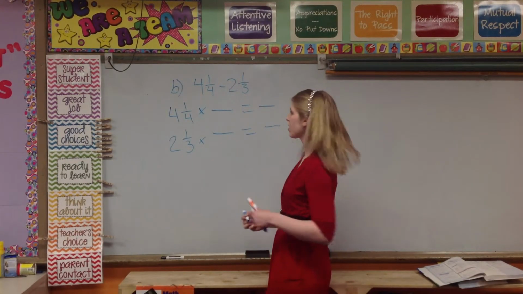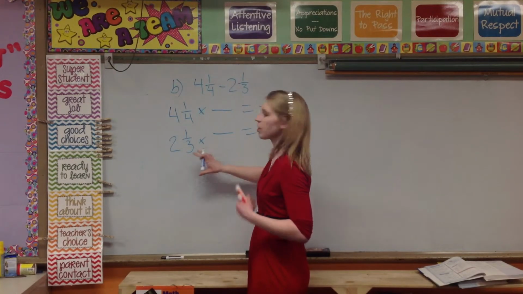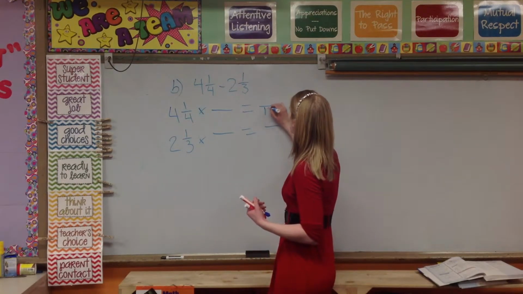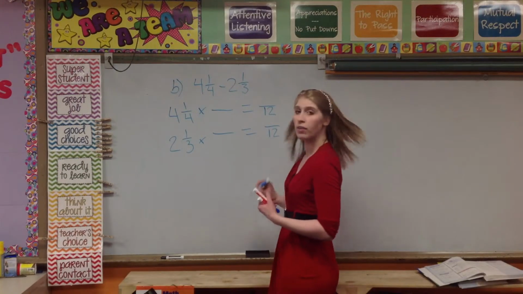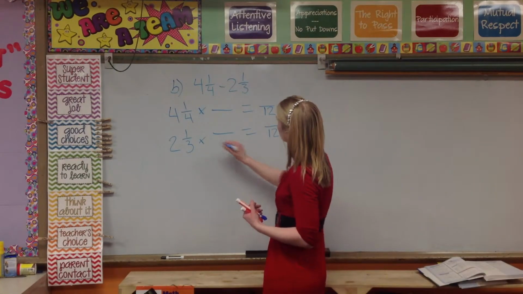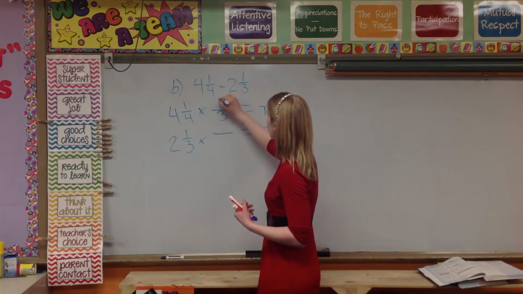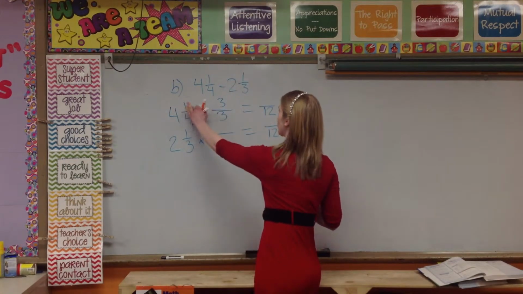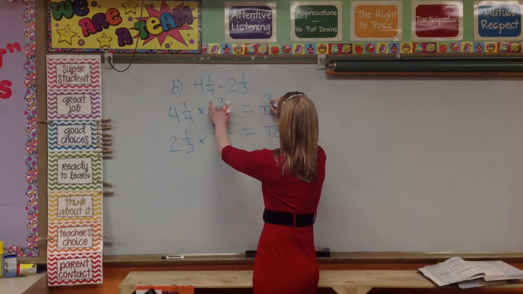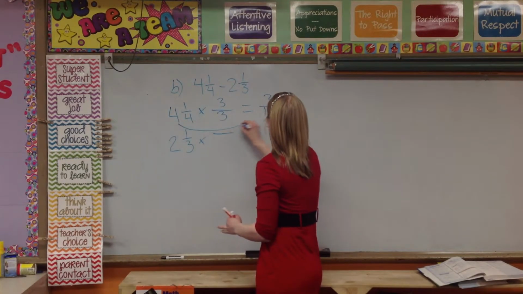So now let's fill in the blanks. 4 times 3 is 12, so I know that I'm going to end up with a mixed number with 12 as my denominator. So 4 times 3 is 12. What I do to the bottom, I do to the top. 1 times 3 is 3. Move my 4 over.